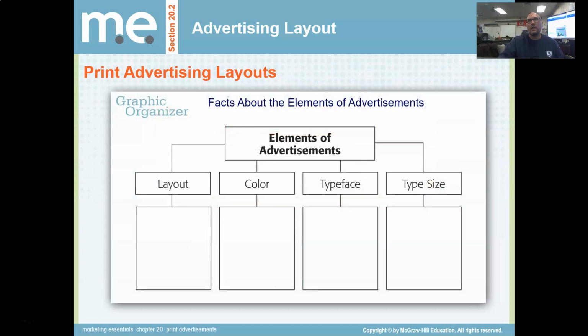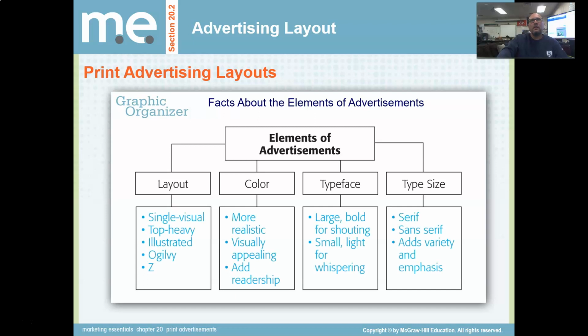So facts about the elements of advertisement. You have the layout, color, typeface, and type size. On the layout, you have a single visual, you have a top heavy, you have an illustrated, you have an Ogilvy, and then you have the Z. And you're going to need to answer the Z layout. Color, we're looking to have more realistic, visually appealing colors and ad readership. Typeface: large, bold for shouting, small, light for whispering. Type size: serif, sans serif, adds variety and emphasis.